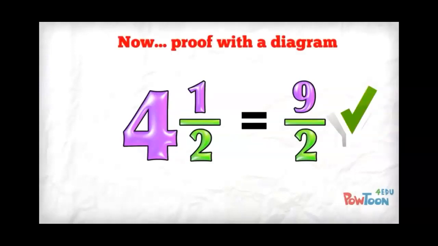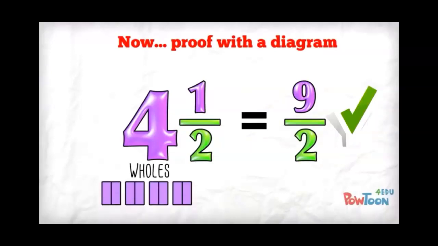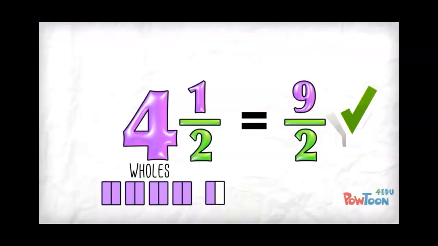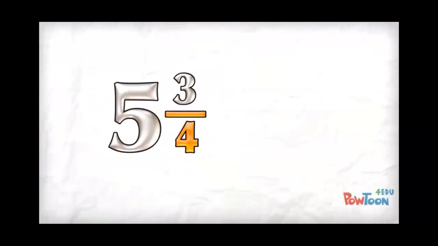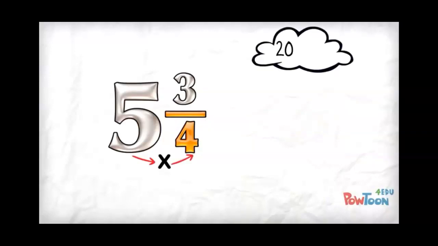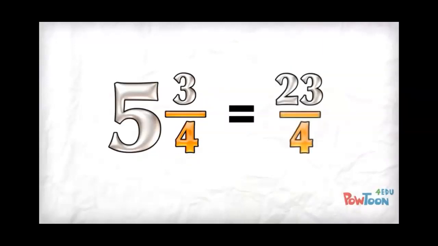And I can use a diagram to prove it. 4 wholes. Each whole is worth 2 parts, plus 1 more part out of 2. That's 9 parts out of 2. It's the same answer. 5 and 3/4. This is 5 wholes. Each whole is worth 4 parts, as the denominator tells us. So we say 5 times 4 is 20. Add the remaining 3, that's 23 parts. Put that back over our denominator of 4. Done.